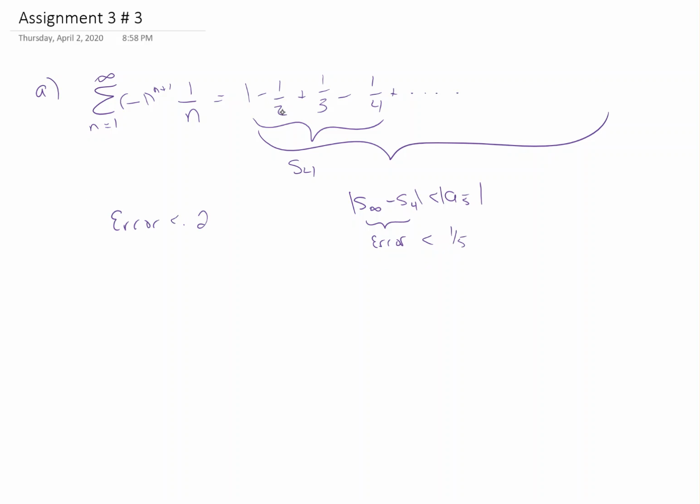So if you add 1 minus 1/2 plus 1/3 minus 1/4, you get some number. That number is effectively going to be off. And how far off is it going to be? Well, we don't know, but it's going to be off by some number that's less than 0.2. If you want less of an error, add up some more.